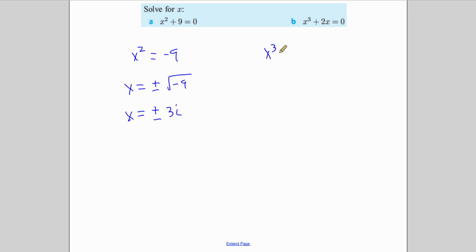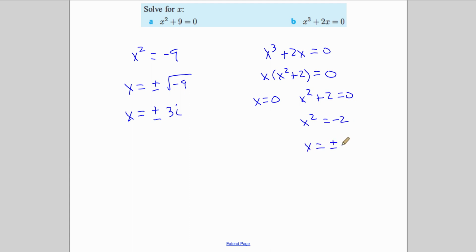x cubed plus 2x equal to 0. I can factor out an x, and then I get x squared plus 2 equals 0. ZPP! You better have said, yeah, you know me. All right, x equals 0, or x squared plus 2 equals 0, x squared equals -2, x equals plus or minus the square root of 2i. So we actually have 3 possible solutions: one real solution and 2 complex solutions.